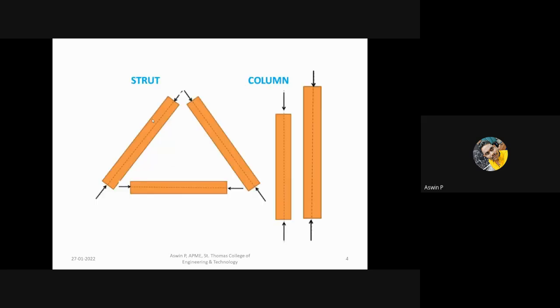Now you draw these two figures. Example of strut and column. You can see that struts are normally set as horizontal elements as well as inclined elements. But columns will always be in vertical condition.